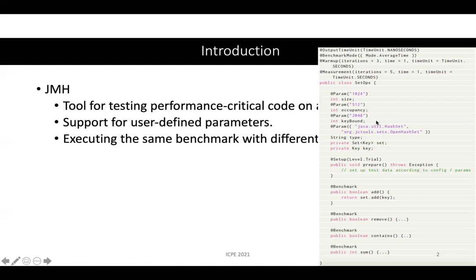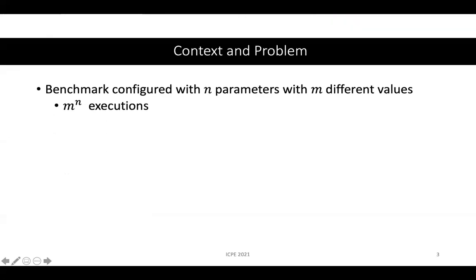Each of these benchmark instances will then be executed a number of times, which is the number of iterations in a warm-up, which is going to be ultimately discarded, and also the number of iterations in the measurements. However, a benchmark configured with n parameters with m different values each requires JMH to execute the benchmark m to the power n times, so once for each combination of the configured parameter values. Consequently, even modest parameterizations lead to a combinatorial explosion of the benchmarks that must be executed, hence dramatically increasing execution time.